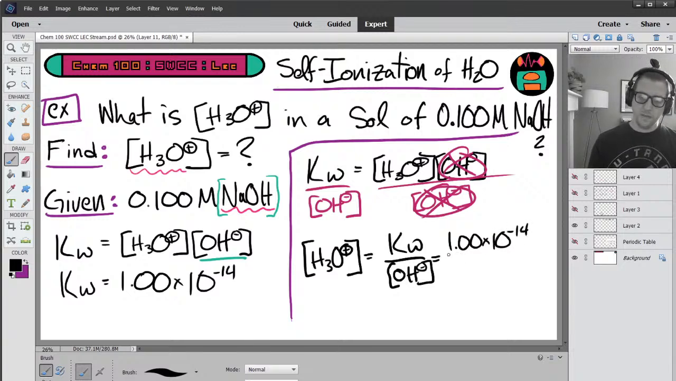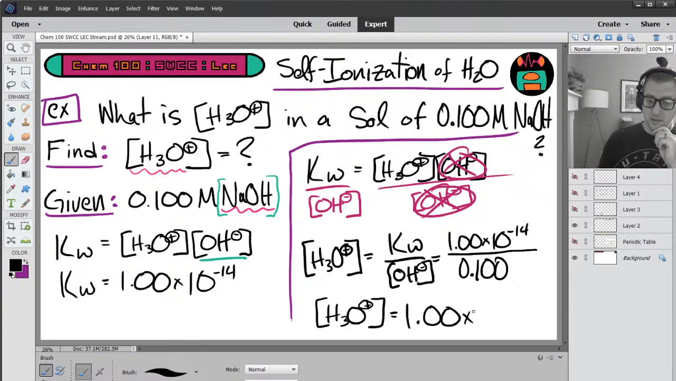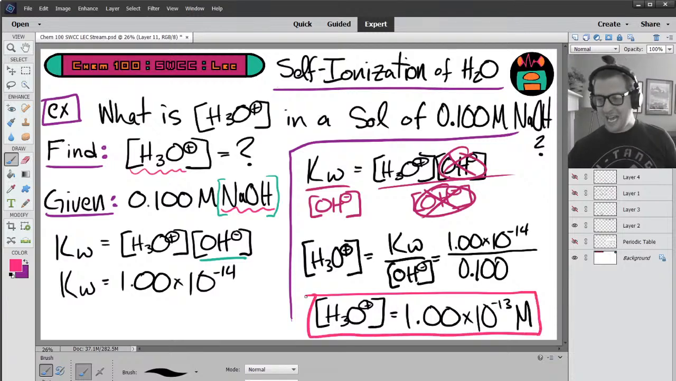So Kw, the ionization constant of water, 1.00 times 10 to the negative 14th over 0.100, this gives us a molarity of hydronium of 1.00 times 10 to the negative 13th molar. And that is the molarity. All right.